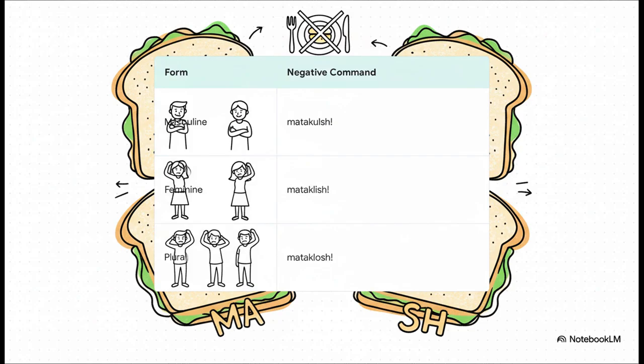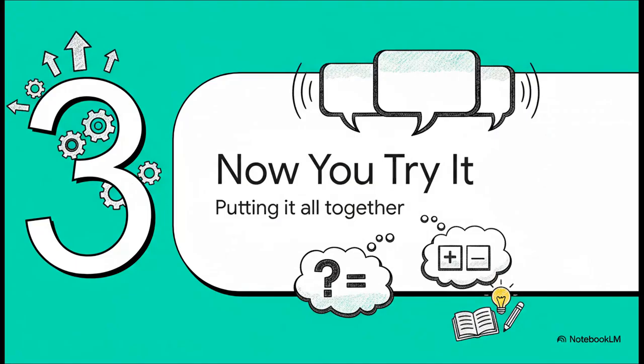Let's just do one more to really lock this in. Let's use the verb kla, to eat. To tell a man, don't eat is Matakulsh. For a woman, it's Mataklish. And for a group, Mataklosh. See? That ma-sh sandwich rule is incredibly consistent. It just works. And just like that, you've learned the 2 big, fundamental ways to give commands in Darija.